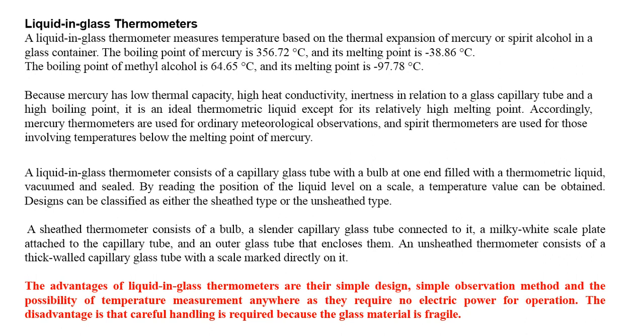Now designs can be classified either as the shelf type or the unshelf type. A shelf type thermometer consists of a bulb, a slender capillary tube connected to it, a milky white scale plate attached to the capillary, and an outer glass bulb that encloses them. An unshelf type thermometer consists of a thick-walled capillary glass tube and a scale marked directly on it.